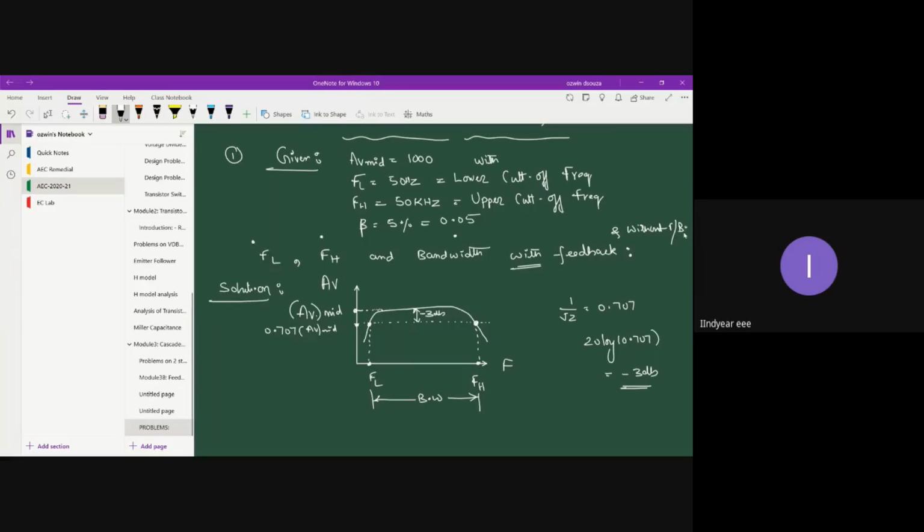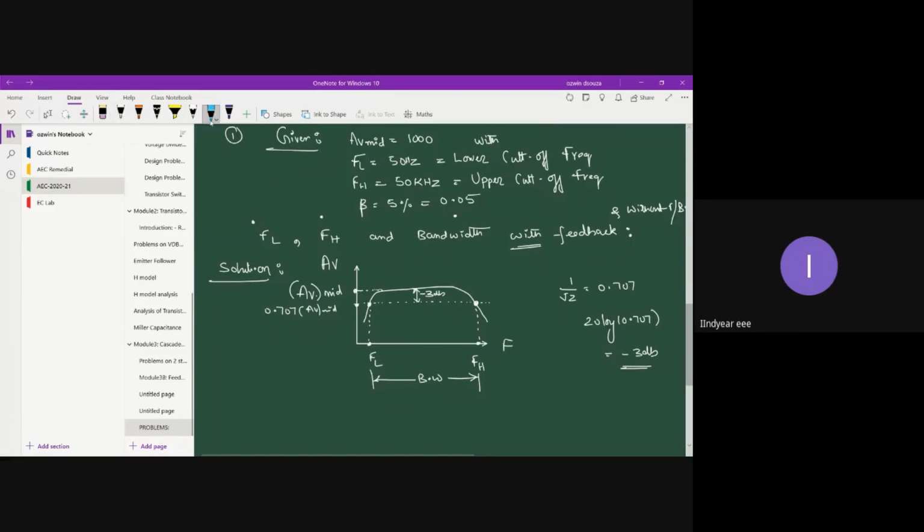Without feedback. So with feedback, as I have told in the previous class, the gain reduces, but remember one thing: even though the gain reduces, the bandwidth increases. So let me do it with a blue line. You measure 3 dB down from here, let's say somewhere here, and then draw a line.